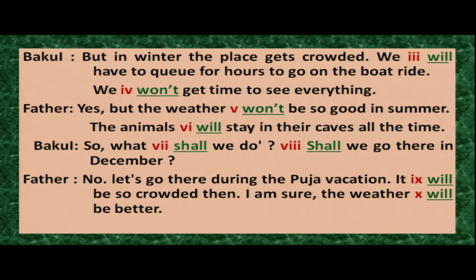We won't get time to see everything. Then father said, yes, but the weather won't be so good in summer. So father said we won't get time, right? But father said the weather won't be so good. That means this is also one type of prediction about future time, right?